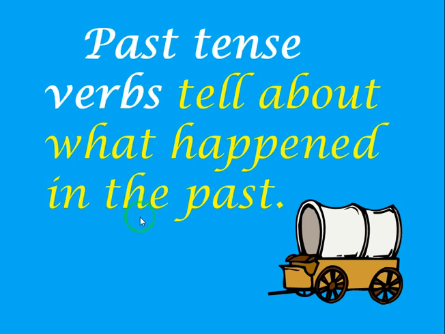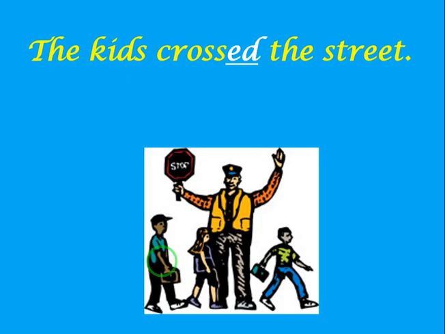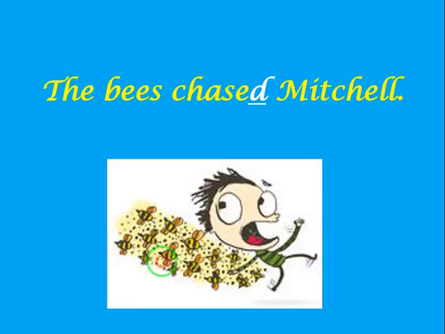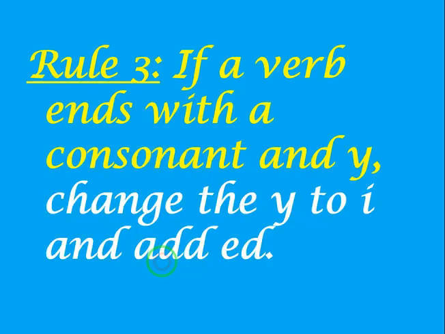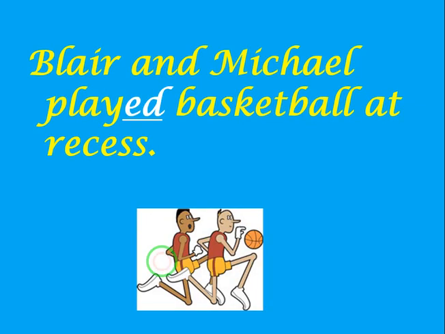Past. Past tense verbs tell about what happened in the past, which is before now. We usually add ed to make a verb in the past tense. The kids crossed the street, so I added ed. If a verb already ends in e, I just add d to make it past. The bees chased Mitchell. If a verb ends with a consonant and y, change the y to i before adding ed. For example, Alina carried her books to class. I changed the y to i and added ed.